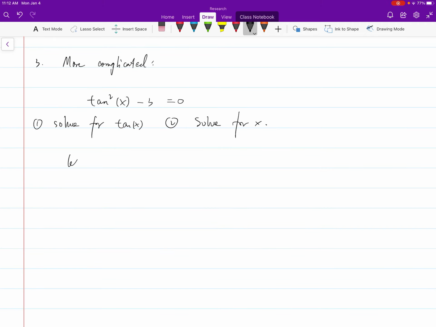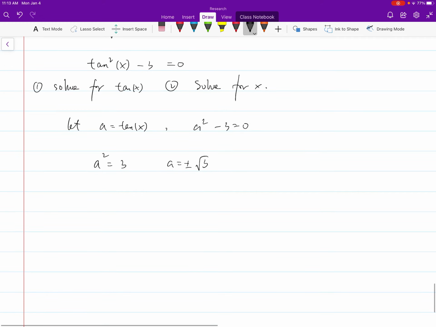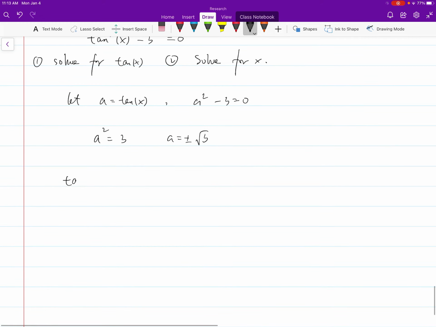Okay? So if you ignore tangent x, you can just let tangent x equal a. Then what you have here is nothing but a squared minus 3 equals 0. So what are you trying to solve? You are not trying to solve a trigonometric function. You are trying to solve a quadratic equation. Of course you know how to do it. That's step 1. You already know tangent x equals what.